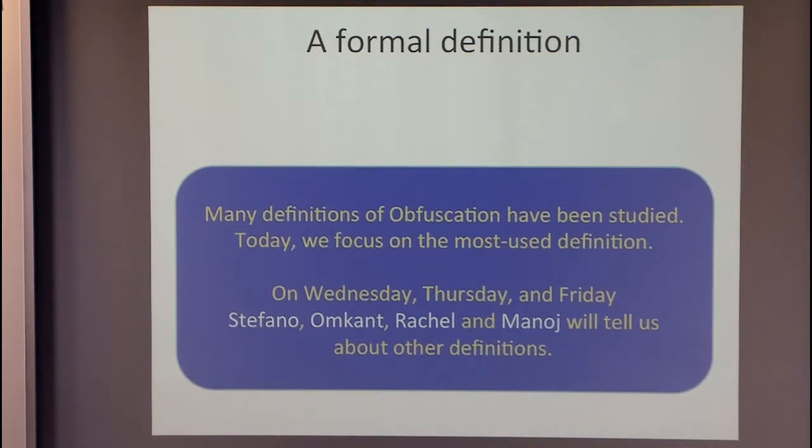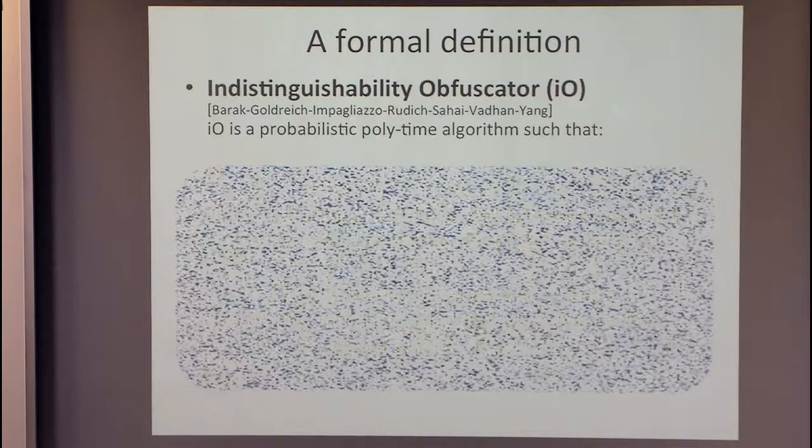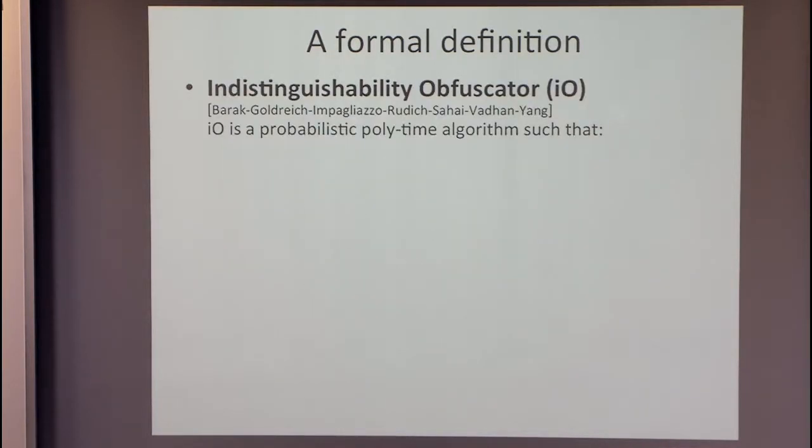We want to drill in here and think about specific definitions that we want to achieve. Now, throughout this workshop, we'll actually see many different definitions, and there have been many, many different definitions that have been studied for obfuscation. In particular, Stefano, Omkant, Rachel, and Manoj later in the workshop will all give talks that discuss different kinds of definitions of obfuscation. But today I want to focus just on the most used definition, which is the notion of indistinguishability obfuscation.